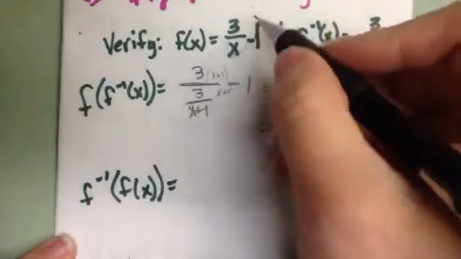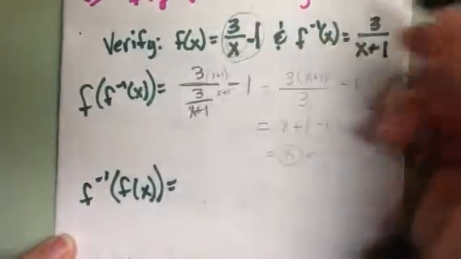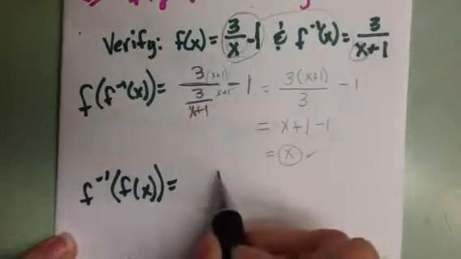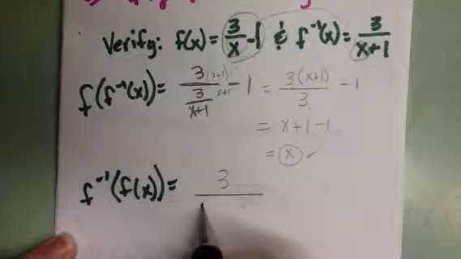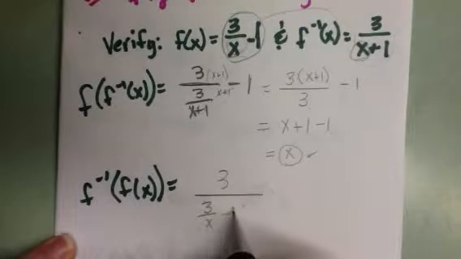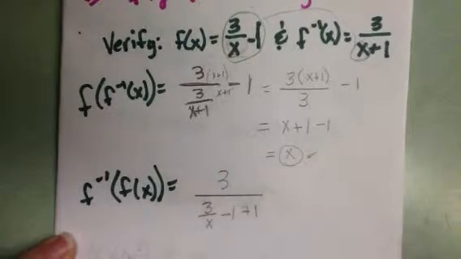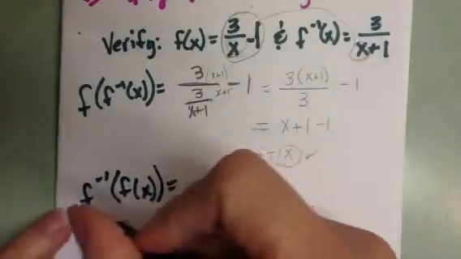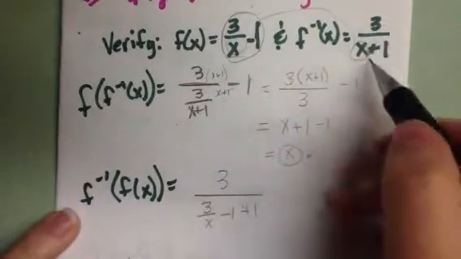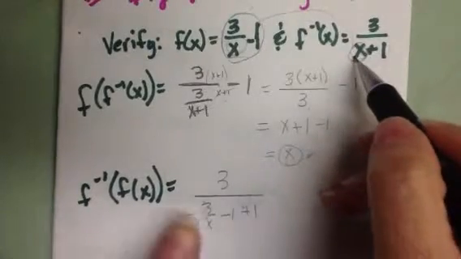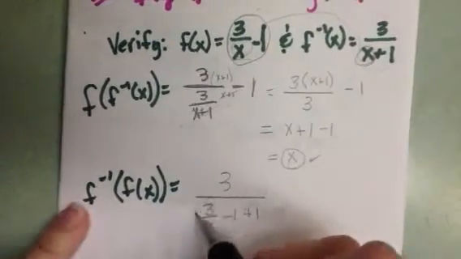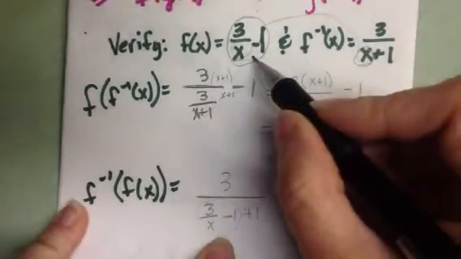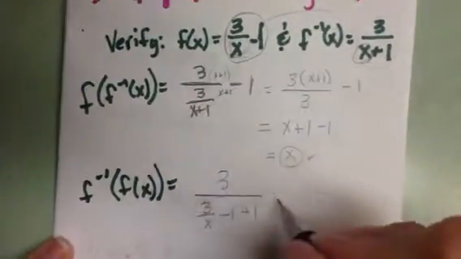So the other way, we're going to take this whole function and put it over here for x. So now we've got 3 over x minus 1 plus 1. So originally, the inverse is 3 over x plus 1, and we're replacing x right here. All of this is the x here. We're replacing it with this function. Okay, then we're going to do our simplifying.